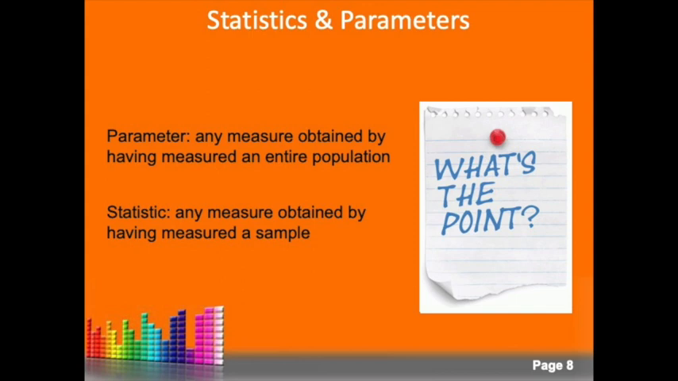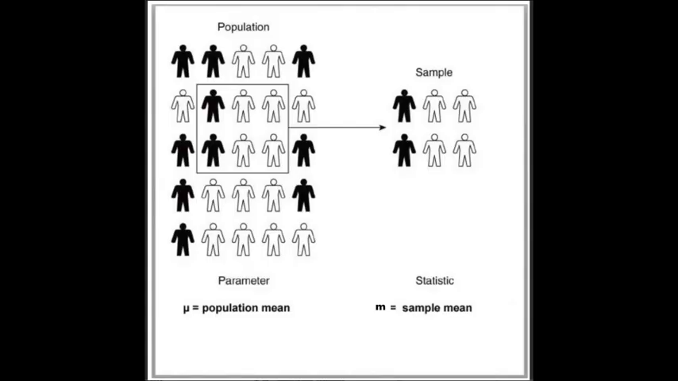Okay, so what I would like for you to take from the last couple slides, the take home, the most important part, is understanding how populations and samples relate to these next two terms you're going to learn, parameters and statistics. So a parameter is any measure obtained by having measured an entire population. And what I mean by measure is a number. So any number, any data point, any data set that is obtained by having measured that entire population. A statistic is any measure, or again, any number obtained by having measured a sample.